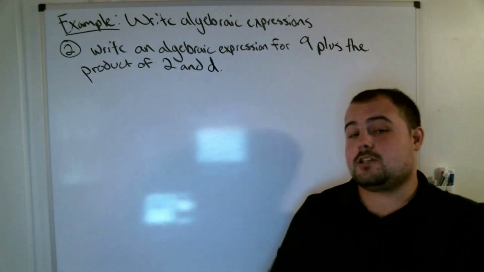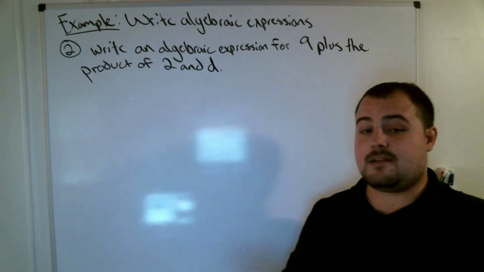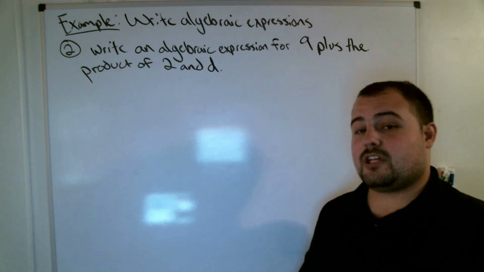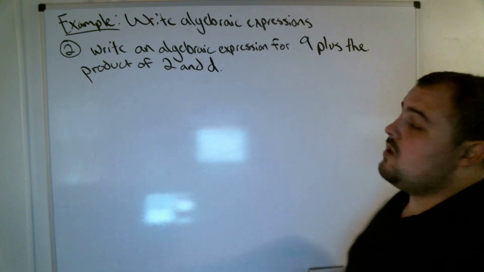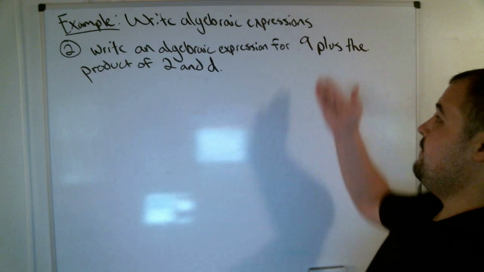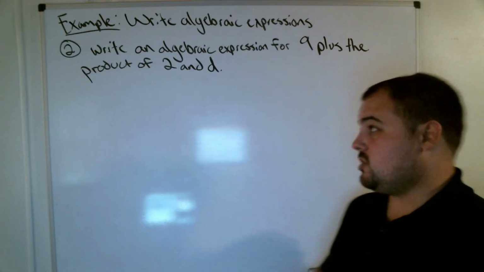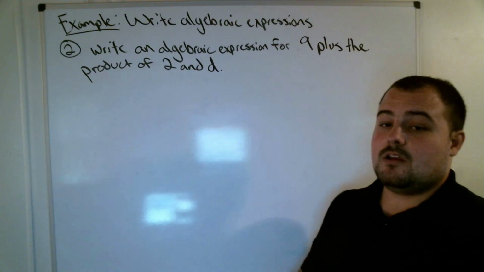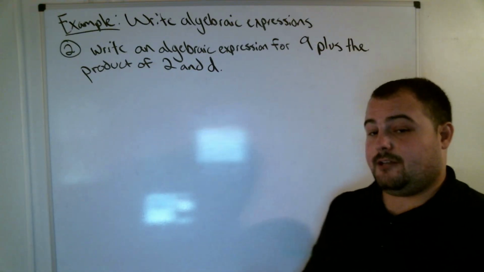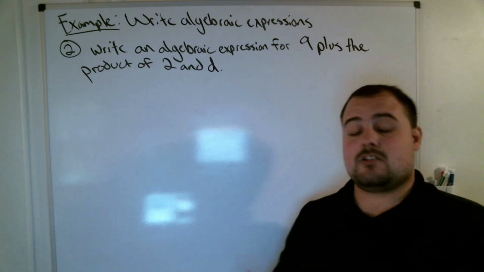Alright, so here is our next example. Same situation, we're still writing algebraic expressions. In this case, our job is to write an algebraic expression for 9 plus the product, again product means the answer to multiplication, of 2 and d. So we're going to be adding 9. But 9 is going to be added to the answer of multiplication.